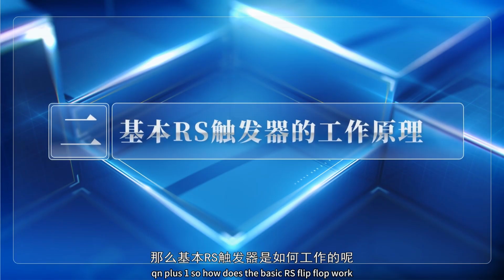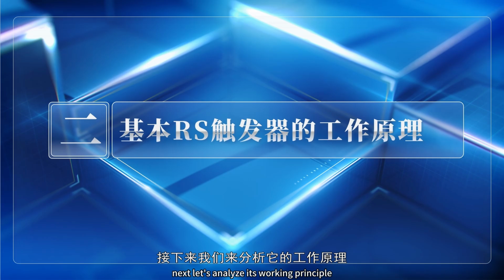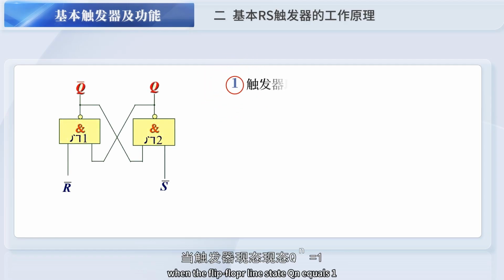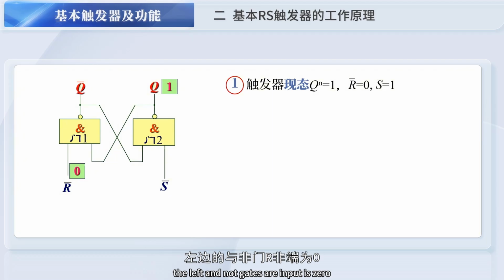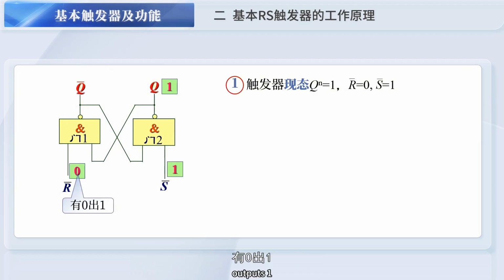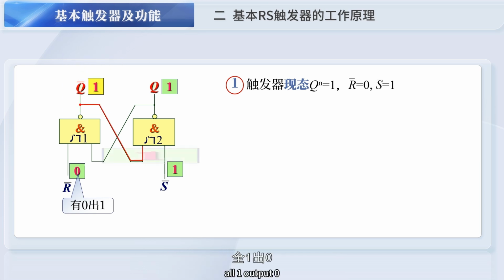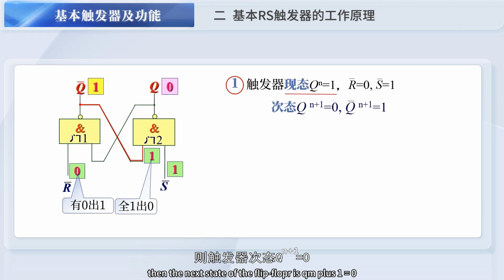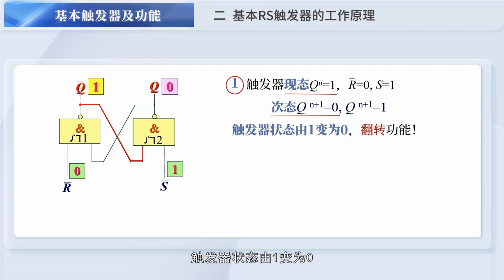So how does the basic RS flip-flop work? Next, let's analyze its working principle. When the flip-flop current state Qn equals 1, R bar equals 0 and S bar equals 1. The left NAND gate has an input of 0 and outputs 1. Both inputs of the NAND gate on the right are 1, so it outputs 0. Then the next state of the flip-flop is Qn plus 1 equals 0 and Q bar n plus 1 equals 1. The state of the flip-flop changes from 1 to 0, achieving the reset to 0 function.